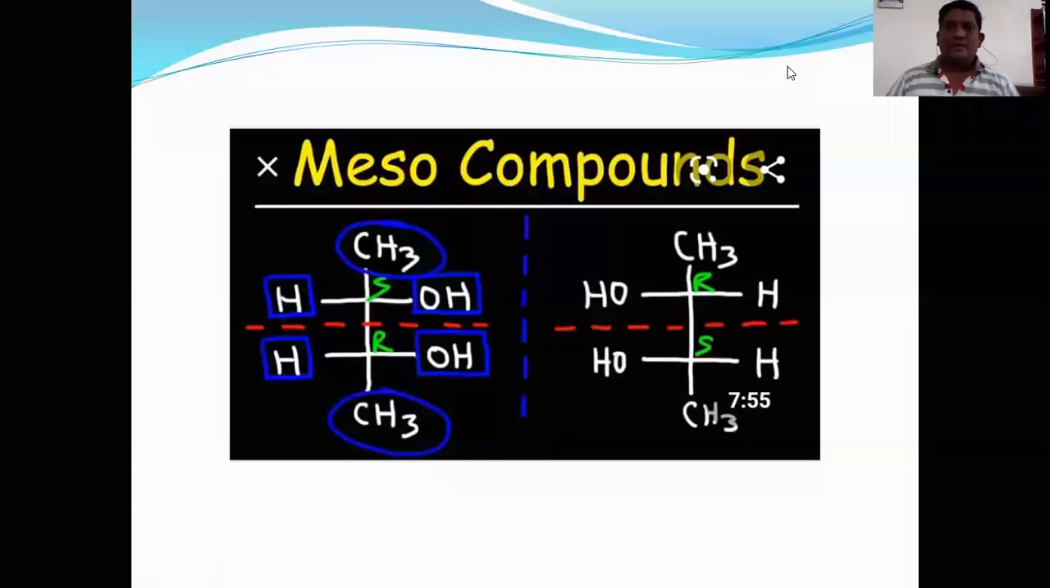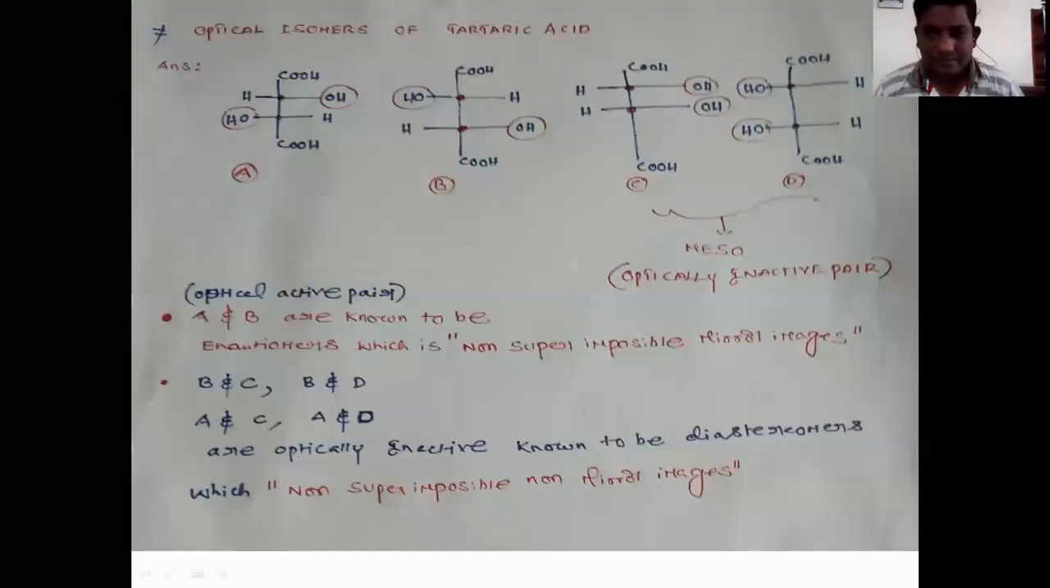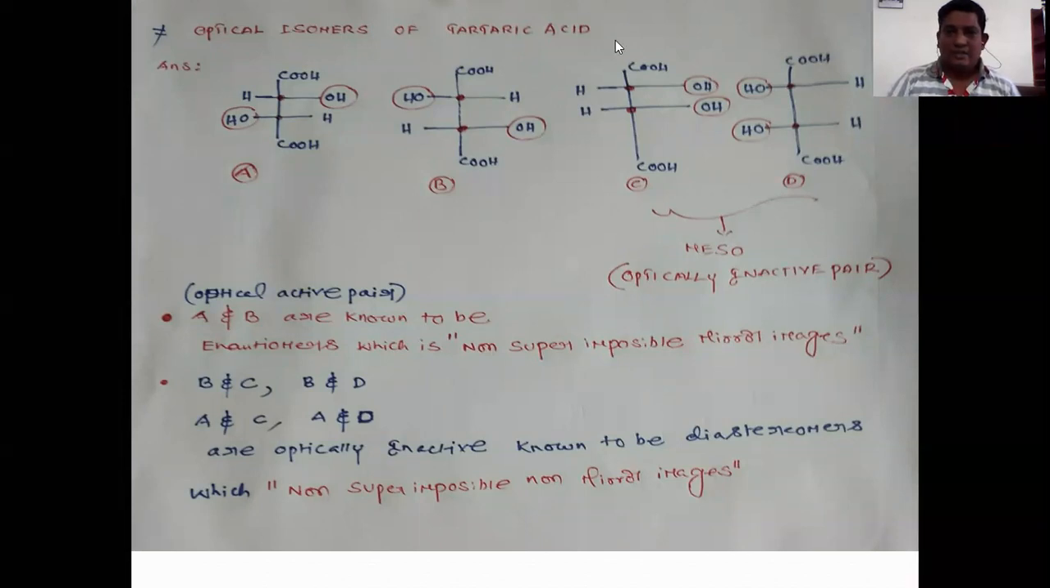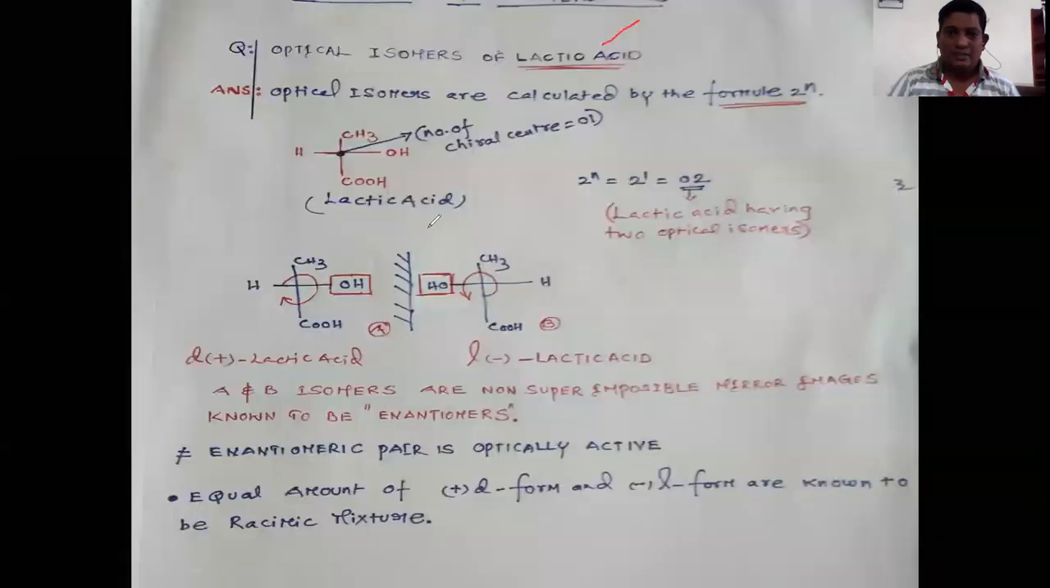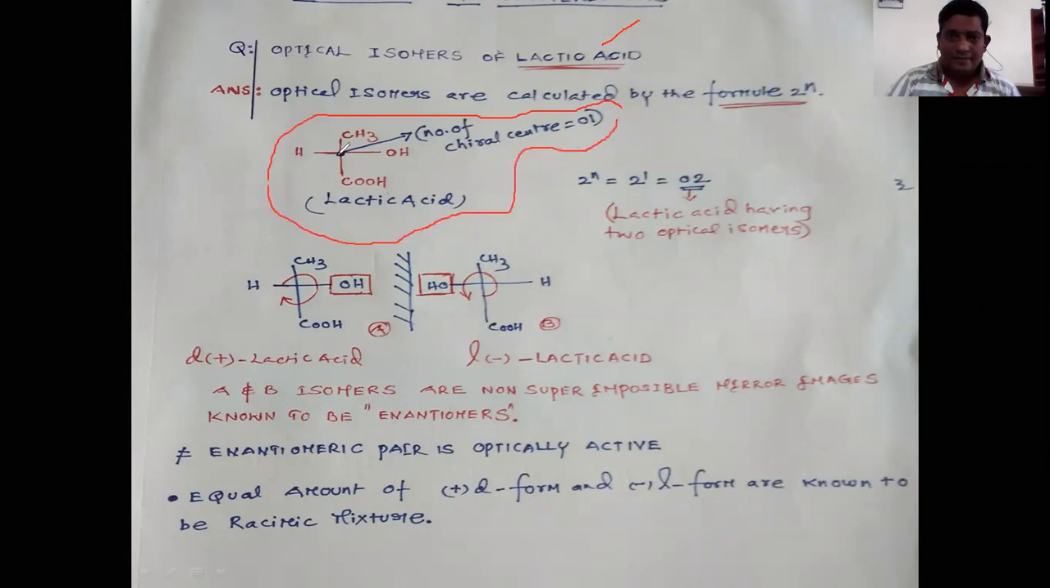Right. Now let me ask you a question: how can we write optical isomers of different molecules? I will show you the first example, lactic acid. What is lactic acid? I am writing like this. The structure of the molecule is like this.